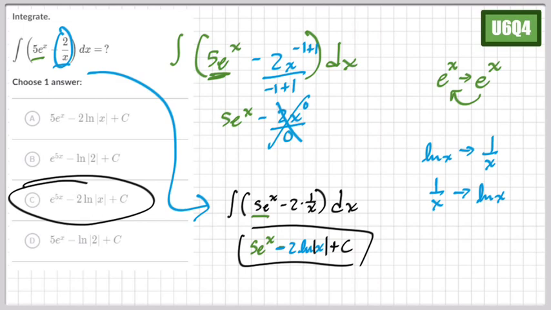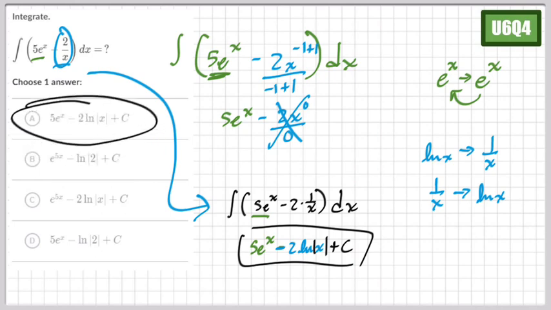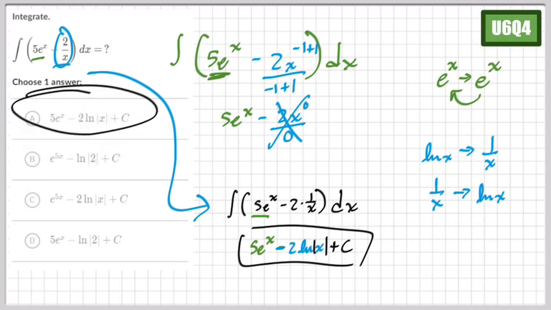Looks like I circled the wrong one. What a doofus. There we go. That's right. There's a 5 before the e to the x. Just circled the wrong one. Oh, kind of tricky. It looks so similar. They put the 5 up there in the exponent. Tricky.